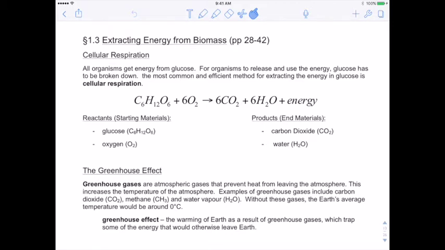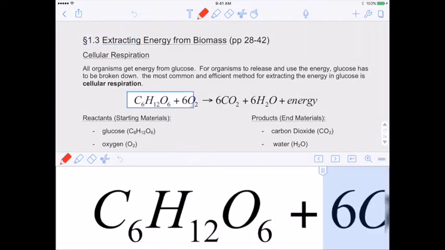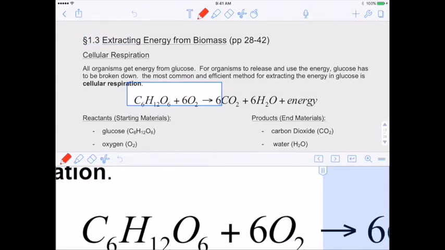But how do we use that glucose to make energy? Well, in order to release and use the energy, organisms have to break down glucose. And the most common and efficient method for extracting the energy in glucose is a chemical reaction that happens in every cell of our body, and it's called cellular respiration. Here we have the chemical formula for cellular respiration, and we can break it up into reactants and products. Some of these reactants and products will be familiar to you.